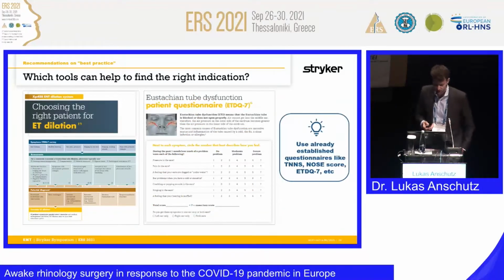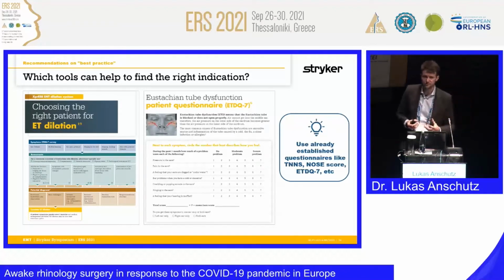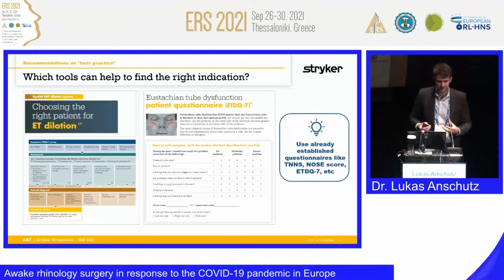Okay, so there are some tools where you can find the right patients. Here we have the questionnaire for the eustachian tube dysfunction, but I think this is more in general. I mean, if you would do this kind of surgery under general anesthesia, you also use the same tools, I think, for selecting the right patients. I would strongly advise to use questionnaires. They are validated tools and are very good also to control the findings or the results of your operation in the end.